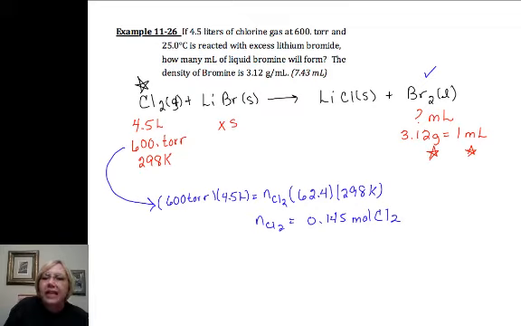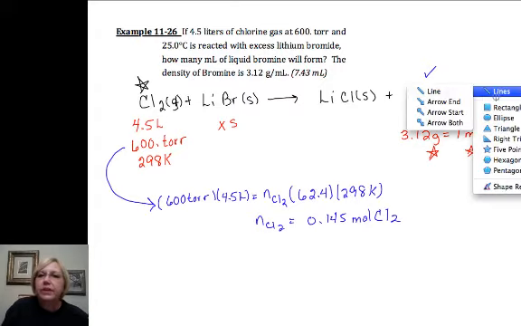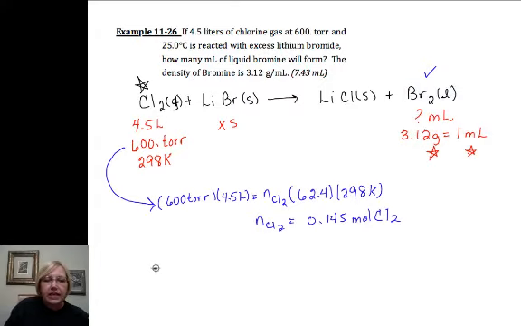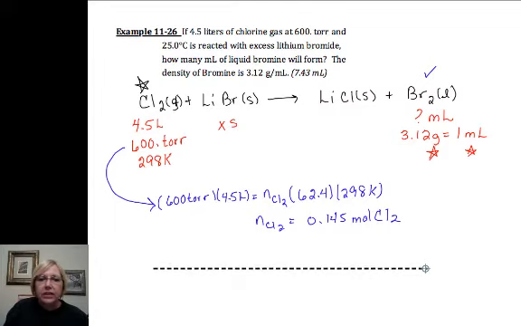Now we can use those moles and we can pop those into the more conventional dimensional analysis that we did with our last unit. There we go. So, got a dimensional analysis. We've got moles of chlorine. We're going to have to take moles of chlorine to moles of bromine, then moles of bromine to grams of bromine, and then to milliliters.